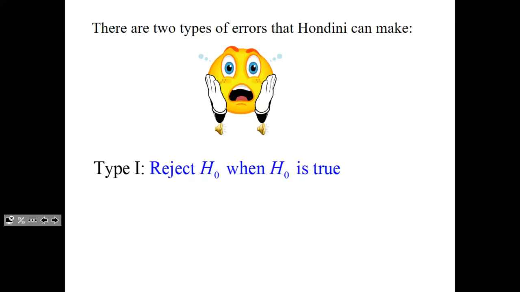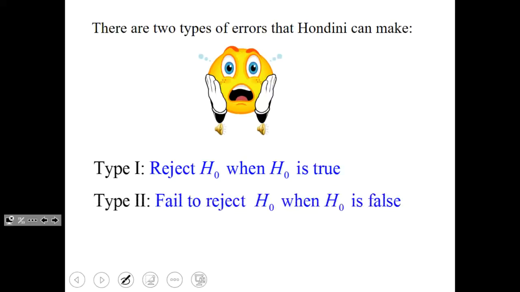So Houdini can make the mistake. He can reject the null hypothesis when the null is actually true. The other mistake he can make? Well, he could fail to reject when the null is false. So type 1, it means it was really true. That's a way of thinking about it, just a way of thinking about it. Type 2 is actually false.